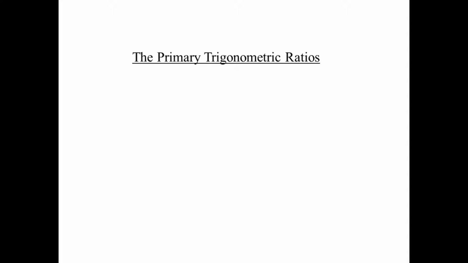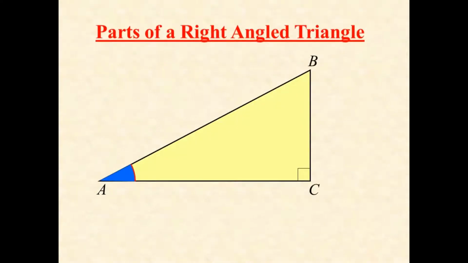Primary trigonometric ratios, parts of a right angle triangle. Yes, right angle triangles have parts. This is a right angle triangle, and we focus on one of the two acute angles, and we call that angle of focus the argument. So there's always one that we're focusing on out of these two acute angles, and the other angle is a right angle. These are the parts.